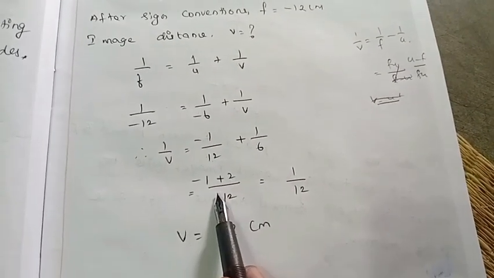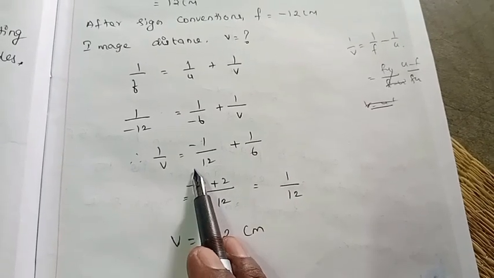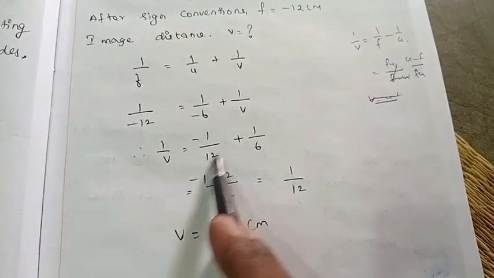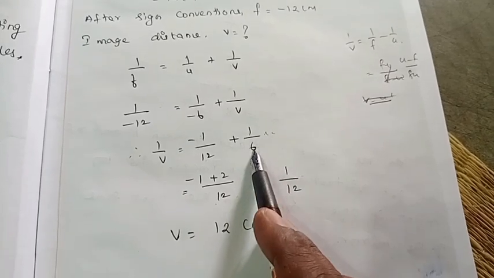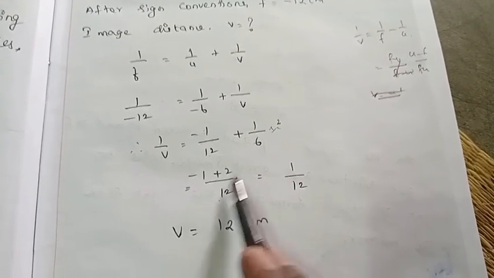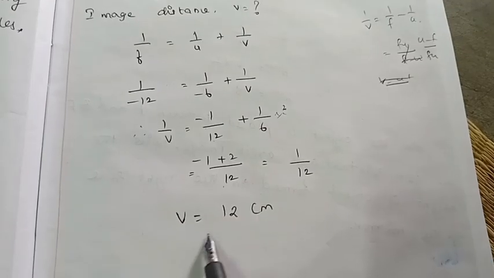Taking LCM 12, these are the factors: 1 6 are 6, 2 6 are 12. So 12 is the LCM. Here we multiply by 12, 12 cancels, minus 1 comes here. 12 multiplied by 1 by 6 is 2, so plus 2. So minus 1 plus 2 is equal to 1 by 12. So v is equal to 12 cm.